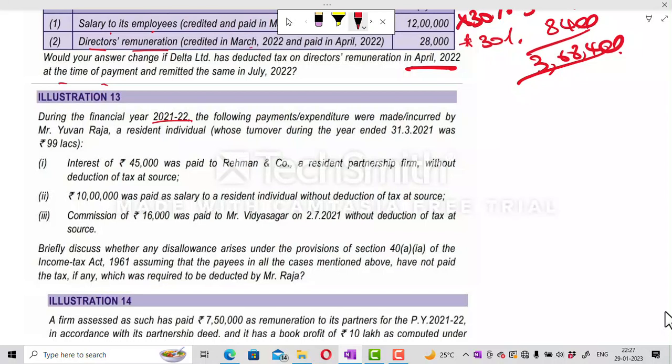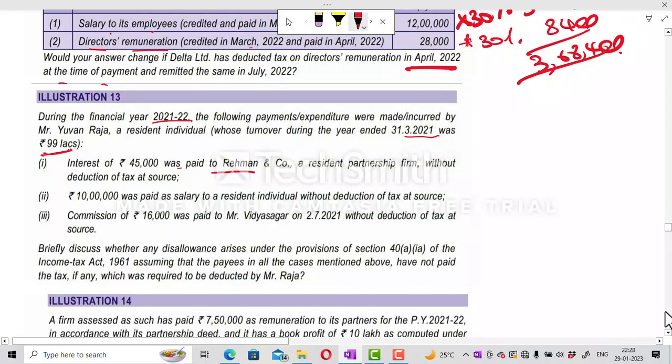And next one, during the financial year 21-22, the following payments or expenditure were incurred by Mr. Yuvan Raja, a resident individual whose turnover during the year ended 31/3/21 was 99 lakh. See, 99 lakh means he is not eligible for audit. Then he need not deduct TDS on some expenses, but on some expenses he needs to. We should check all that and tell.